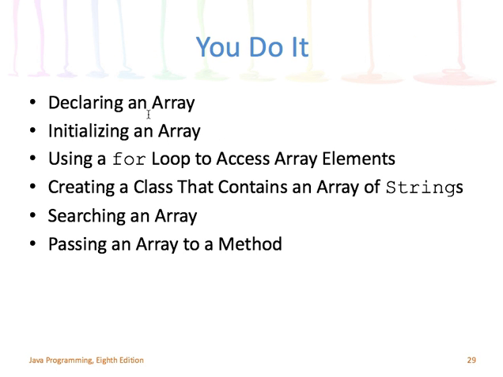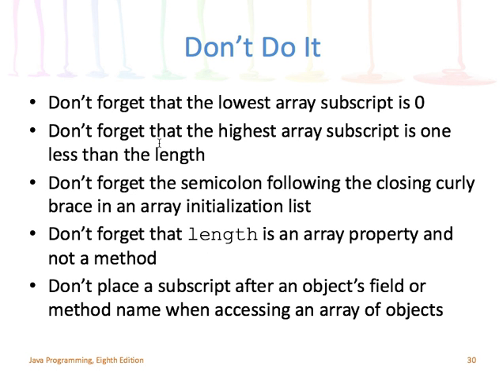Basically, you do it. We learned about declaring an array. We talked about initializing an array. We talked about using a for loop to access array elements, creating a class that contains an array of strings, searching an array, and passing an array to a method. Don't do's: don't forget the lowest array subscript is 0. Don't do 1, 2, and so forth. Don't forget the highest array subscript is 1 less than the length. Don't forget the semicolon following the closing curly brace of the array initialization list. And don't forget the length of an array is a property, not a method.